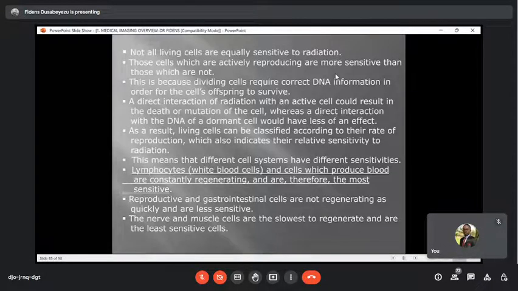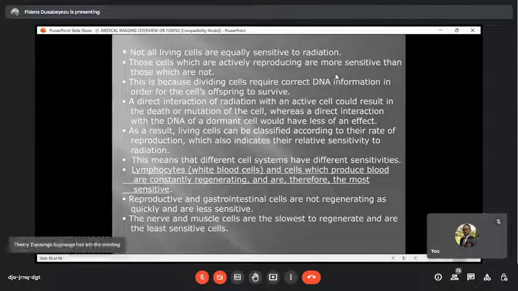Not all living cells are equally sensitive to radiation. Those cells which are actively reproducing are more sensitive than those which are not. This is because dividing cells require correct DNA information in order for the cell's offspring to survive. A direct interaction of radiation with an active cell could result in the death or mutation of the cell, whereas a direct interaction with the DNA of a dormant cell, such as muscle cells and nerves, would have less of an effect.